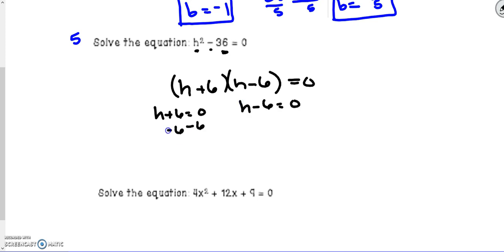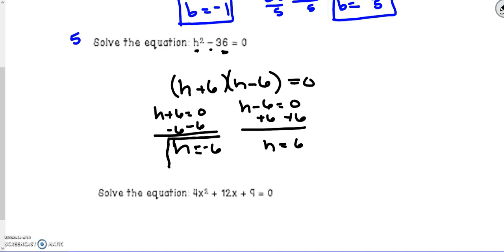So we would subtract 6 from both sides, and h is -6. And then we would add 6 to both sides, and we have h is positive 6. So this would be your answer. Okay.